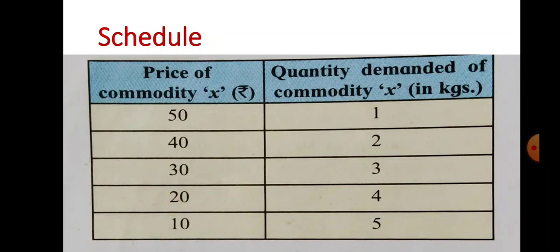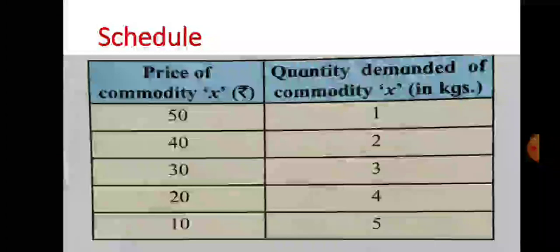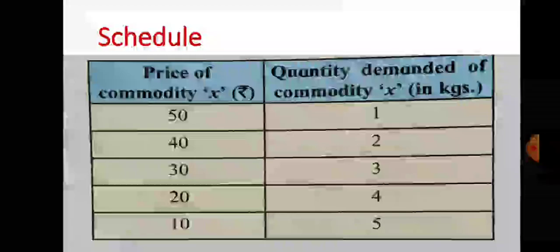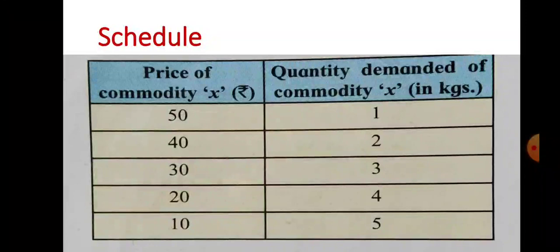Now let us see this market demand schedule. Two columns are given here. In first column, price of commodity X in rupees given, and in second column, quantity demanded of commodity X in kilograms given. When price is rupees 50, quantity demanded is 1 kilogram, right? When price falls to rupees 40, quantity demanded rises to 2 kilograms. Again, when price falls to rupees 30, quantity demanded rises to 3 kg. When price falls from 30 to 20, quantity demanded rises to 4 kilogram. And finally, when price falls to 10, quantity demanded rises to 5 kilograms.